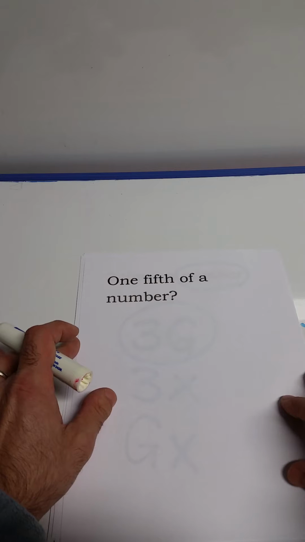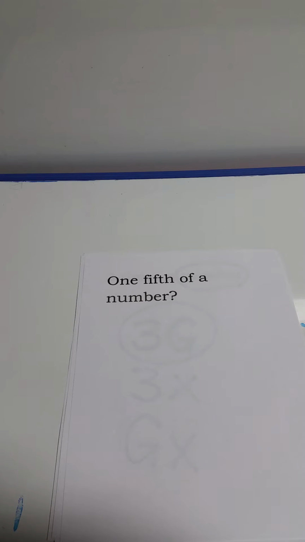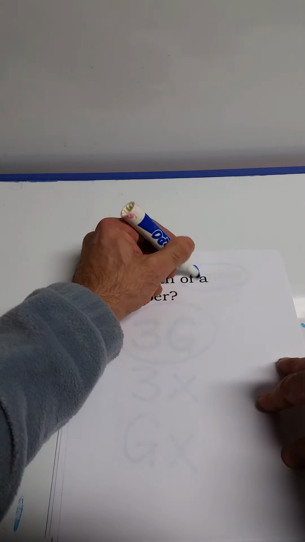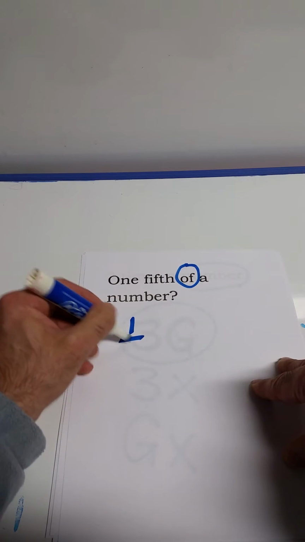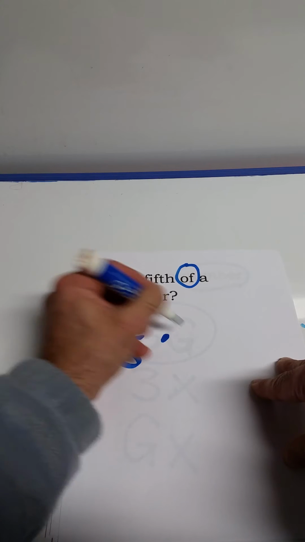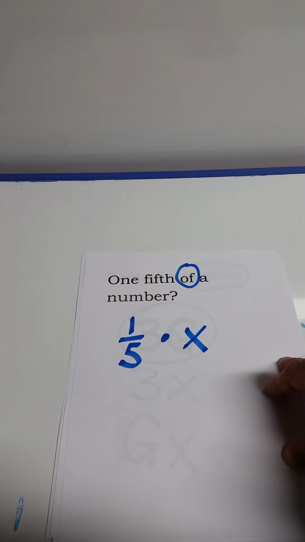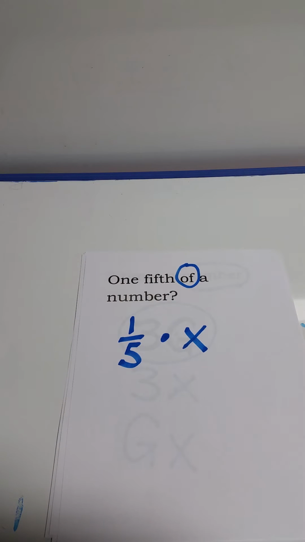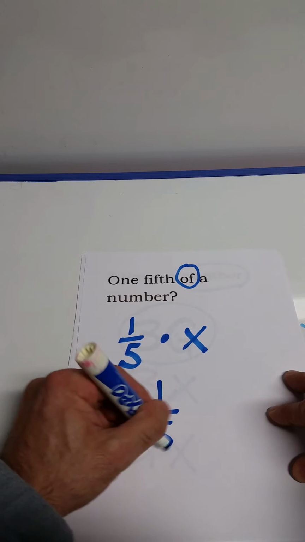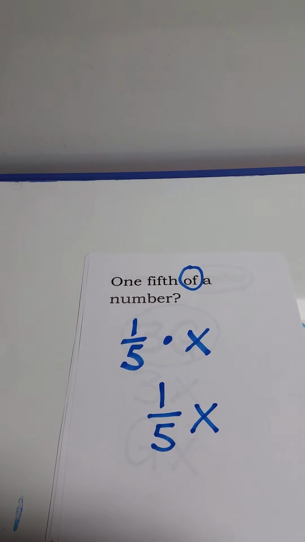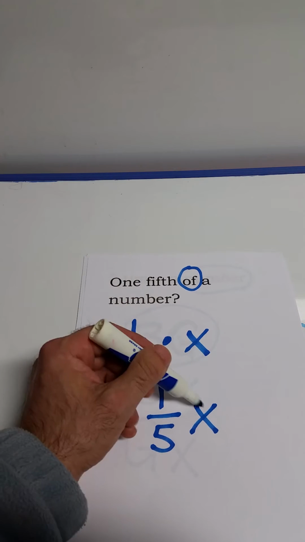How would you do this? 1/5 of a number. Well, again, of means multiplication, so it's 1/5 times a number. And here's something to know. Anytime we just have a number and a letter in multiplication, we can put them together. So I can just say 1/5 x. This is the coefficient, that's the variable.